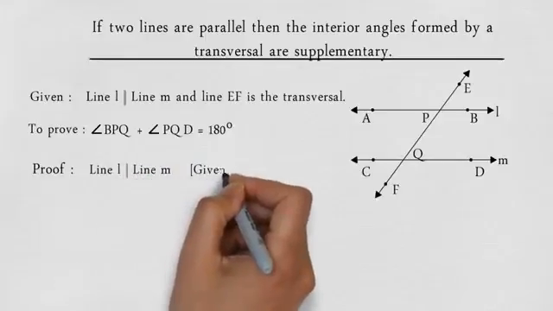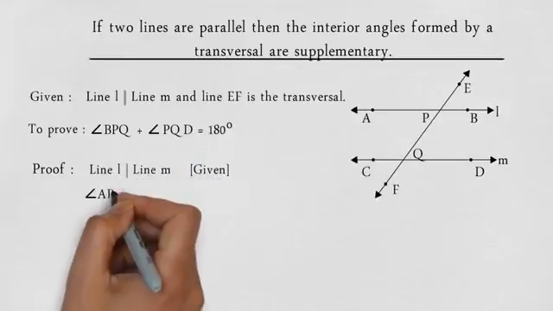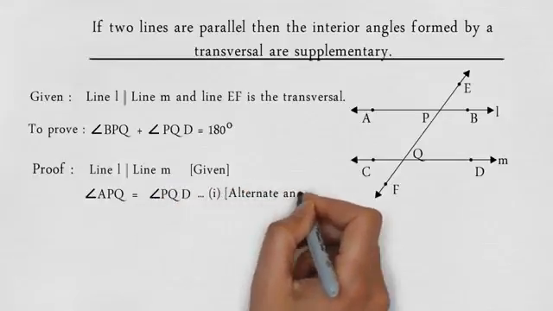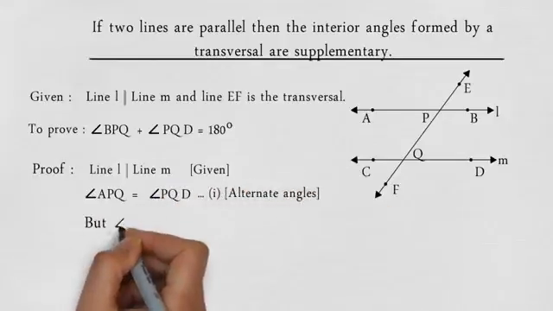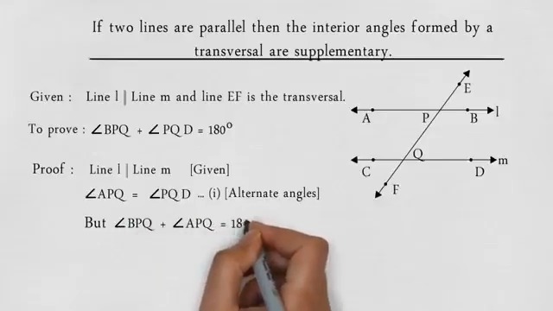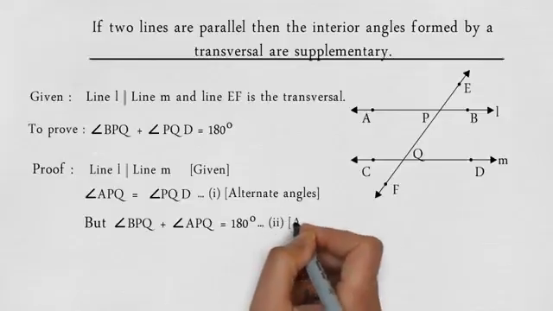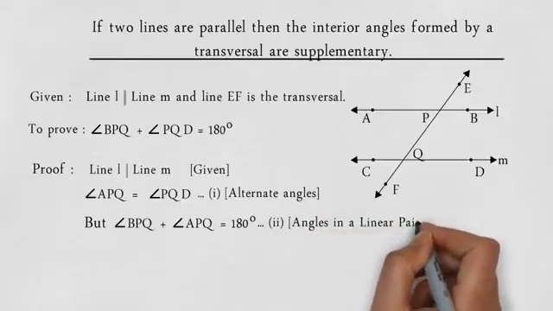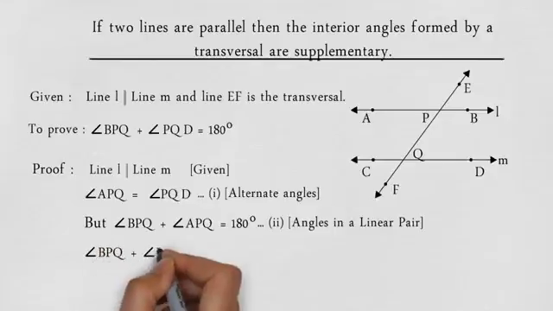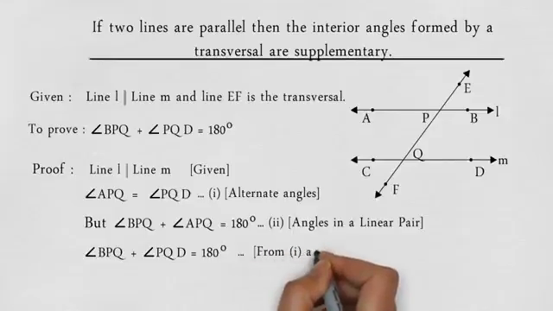Proof, line L is parallel to line M, that is given. Angle APQ is equal to angle PQD, that is alternate angles, but angle BPQ plus angle APQ is equal to 180 degrees. These are angles in a linear pair. Therefore, angle BPQ plus angle PQD is equal to 180 degrees. We get this from point 1 and 2.